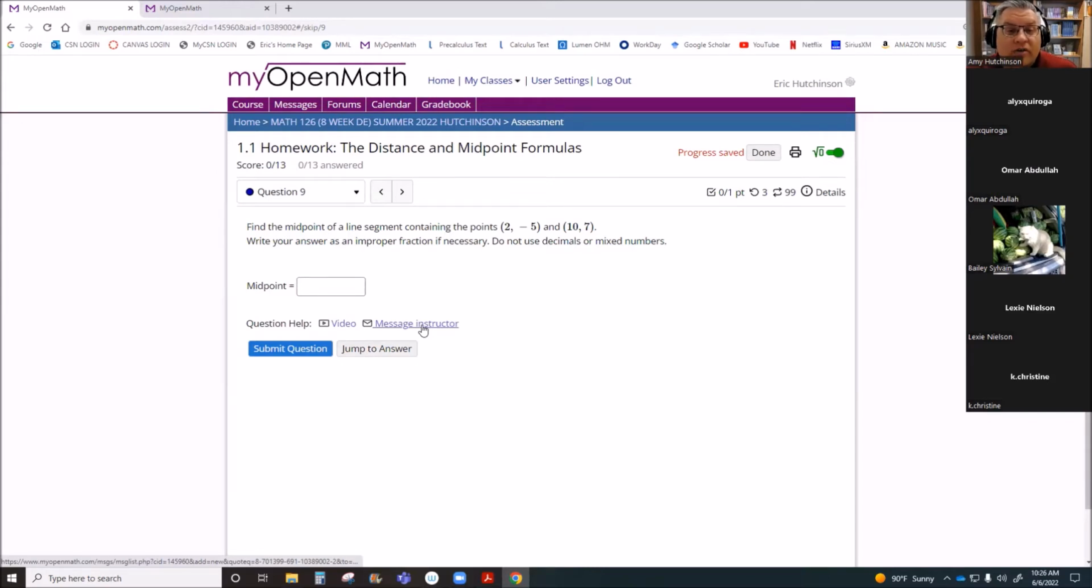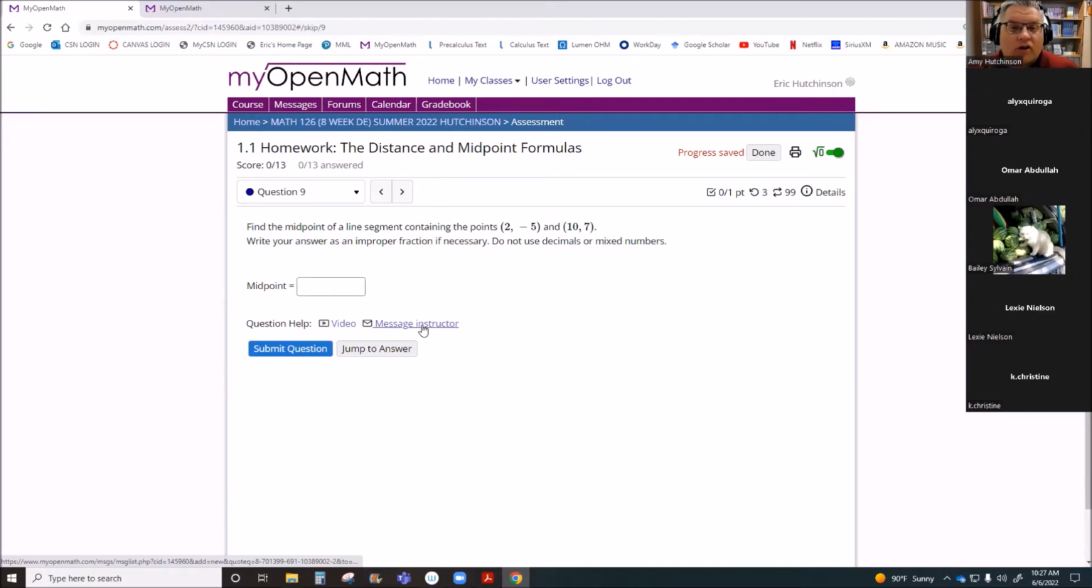Now, one thing is the My Open Math system actually has its own email system within it. So when you hit message instructor, that actually sends me an email from within My Open Math, and I'm going to reply from within My Open Math as well. The reason it's better to use message instructor is because if you try and send me a problem in Canvas, first of all, you're going to have to find out what section and what number it is, and type that in there.